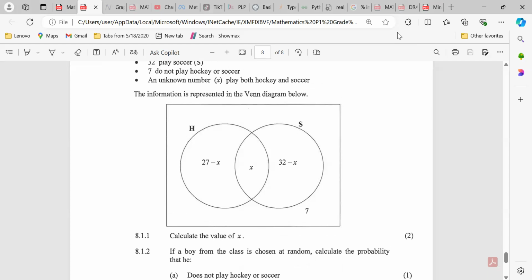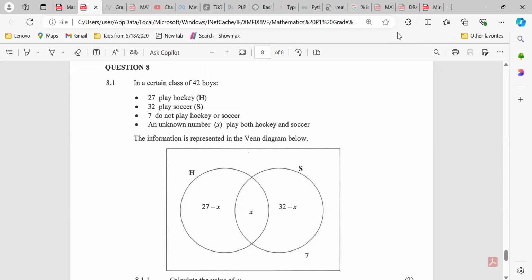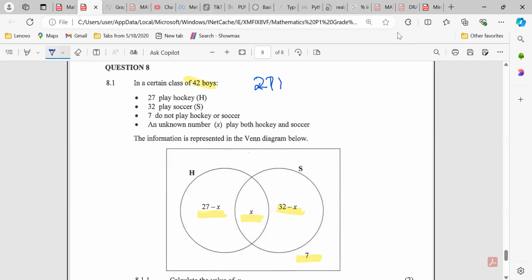How do I get the people who play both soccer and hockey? This thing is simple. I should add this one with this one, with this one, with this one. They're supposed to give me 42. You simply say I have 27 minus x, plus x, plus 32 minus x, plus 7.